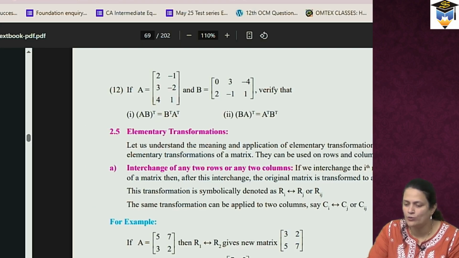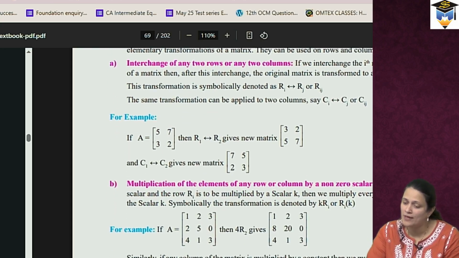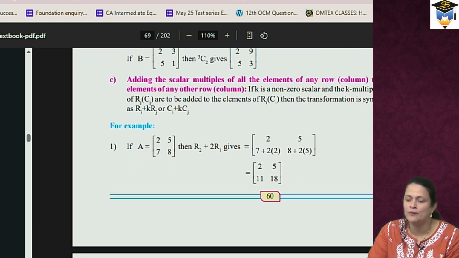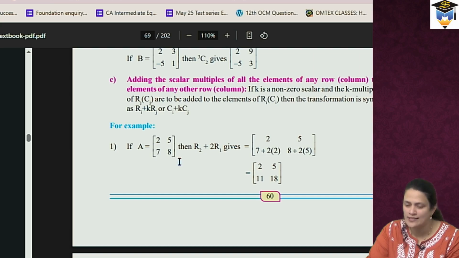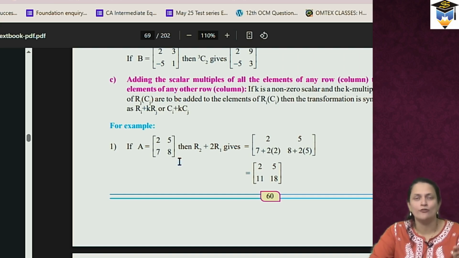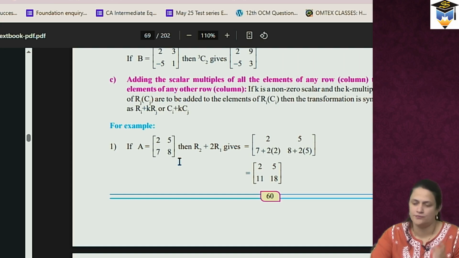they have given you interchange of any two rows or columns can be done, multiplication by a non-zero scalar. So I have talked about this. When we are going to multiply anything with a non-zero scalar, what is the meaning of this? See, in this particular example, as you can see, R2 plus 2R1. So that means 2 is a scalar which is multiplied to each and every element in row 1.